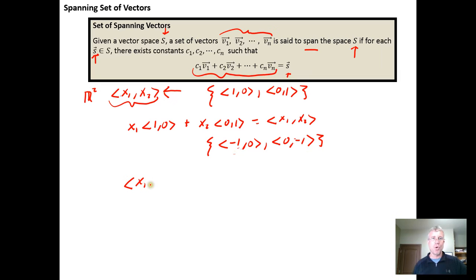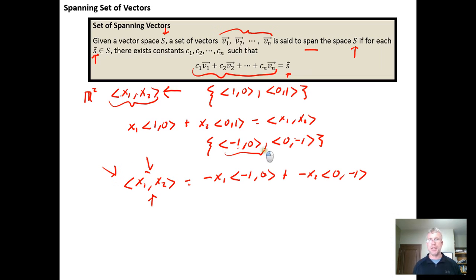The vector x sub 1, x sub 2 from R2, the arbitrary vector in R2, can be written as the opposite of x sub 1 times negative 1, 0 plus the opposite of x sub 2 times 0, negative 1. If we do this vector summation, we'll get back this vector right here. Because this vector is arbitrary, not a specific vector, we've demonstrated that every vector can be written as a linear combination of these two vectors.